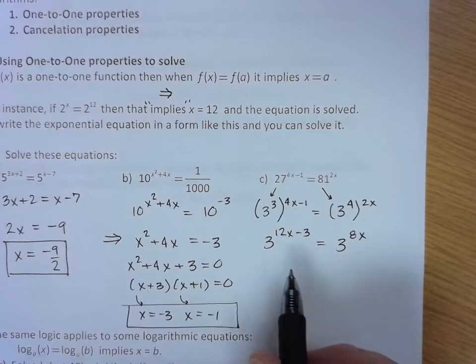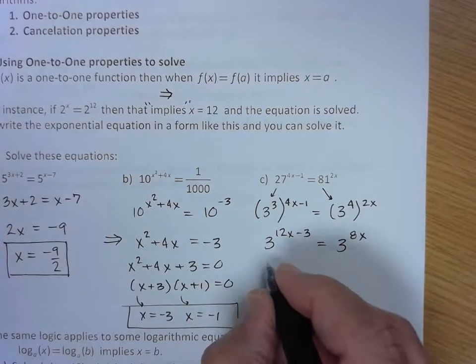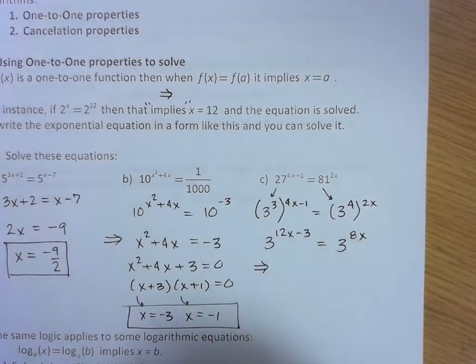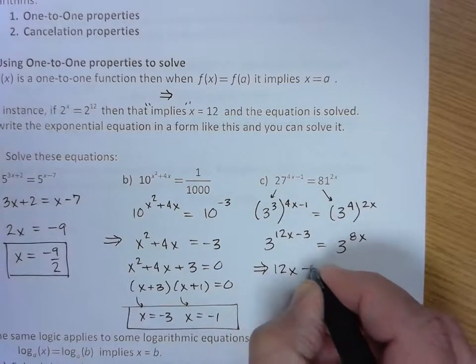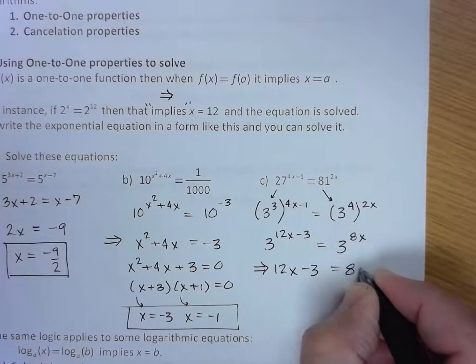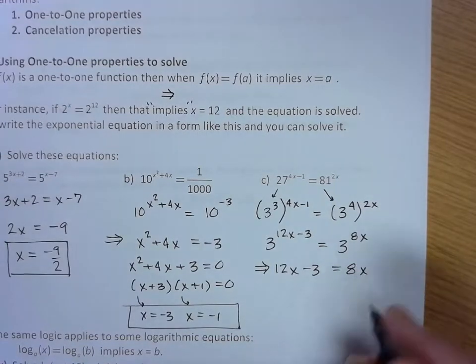So since I can eventually get both sides written as powers of the same base, the one-to-one property tells me that I can imply the exponents are equal to each other. 12x minus 3 equals 8x. Solve this equation for x.